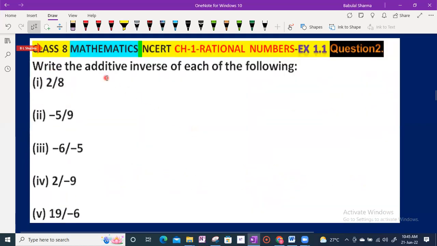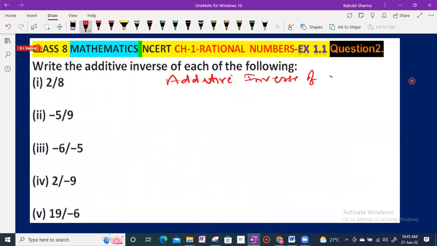Next question is write the additive inverse. What is additive inverse? You can change the sign. We know that additive inverse of a number A is minus A.